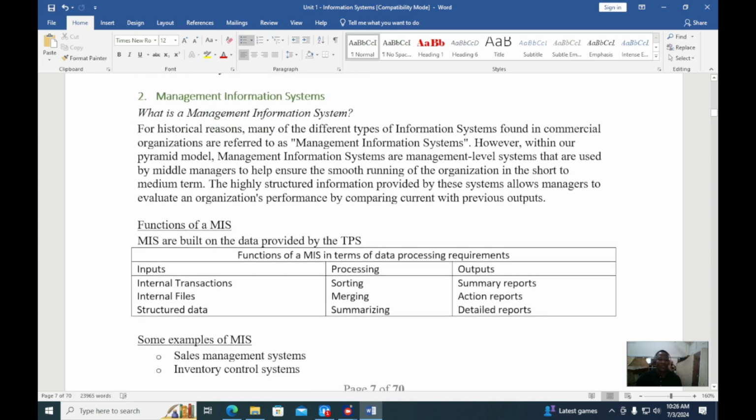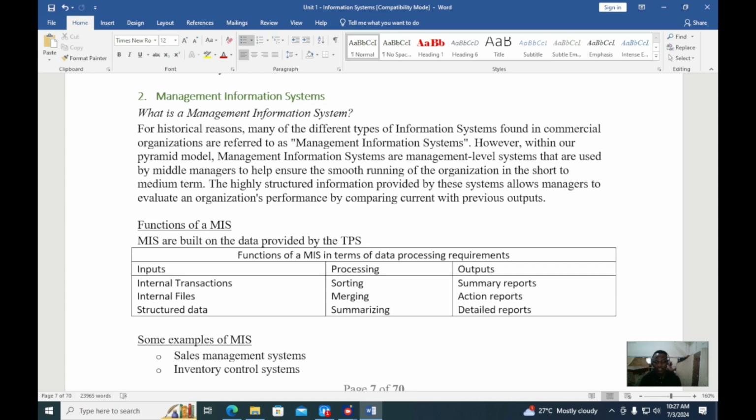Number two, we move to the management information systems, which is second from the bottom in the pyramid. Now, if you look at the definition of management information systems, you will come to realize that in commercial organizations, the many different types of information systems that we have are normally called management information systems.